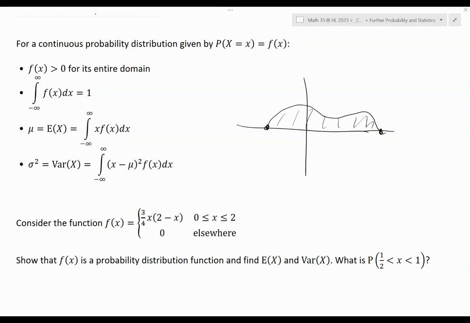And for the variance, same thing. Normally I would take the differences between each value and the mean squared, multiply by their probability and add them up. Because this is continuous, I need to use an integral to do that summation.